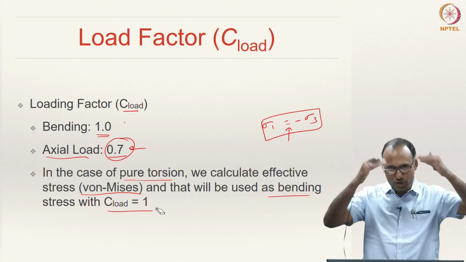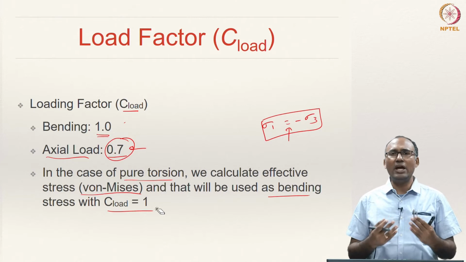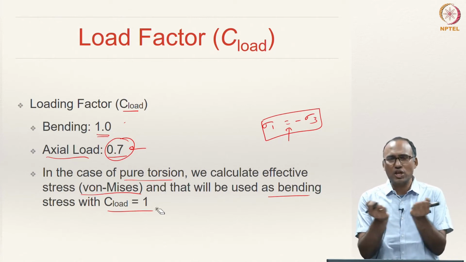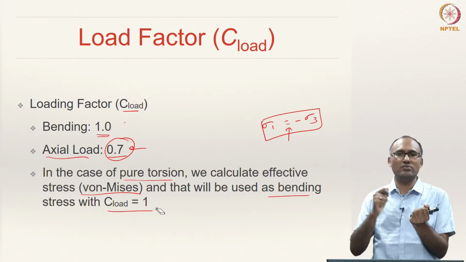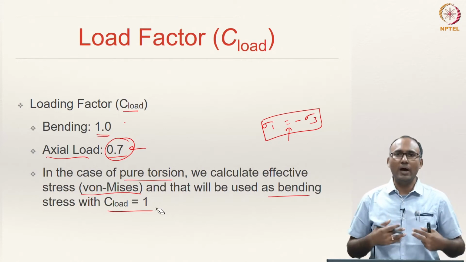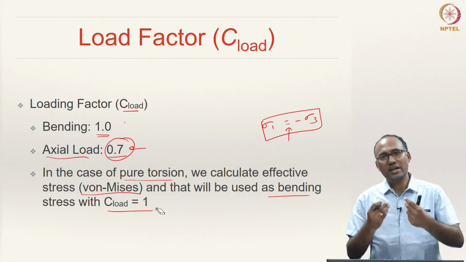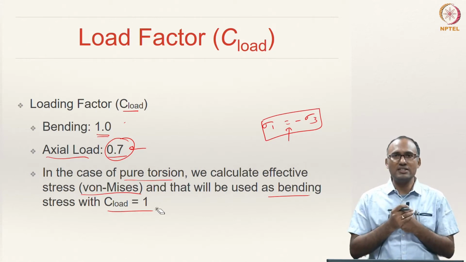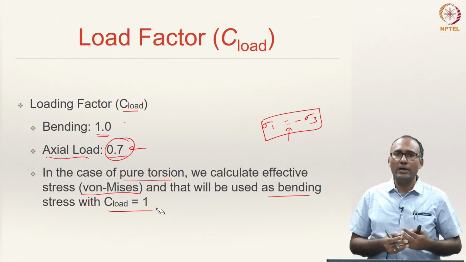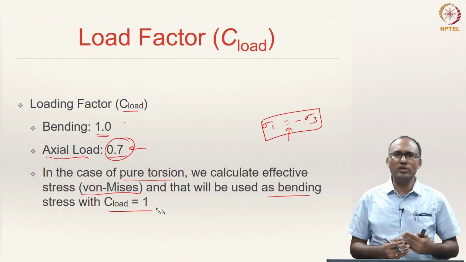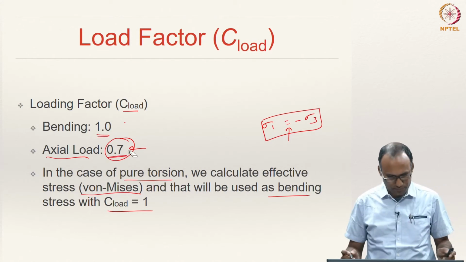That means endurance strength reduces, which is to be expected, because we have seen already that in an axial load scenario, the entire cross section is subjected to the same amount of maximum stress, and hence there is a higher probability for more cracks to experience higher stress, and hence it will fail much quicker. Hence your endurance strength in the case of axial loading should be lower than the endurance strength in the case of bending. So, that is why the C load comes down.